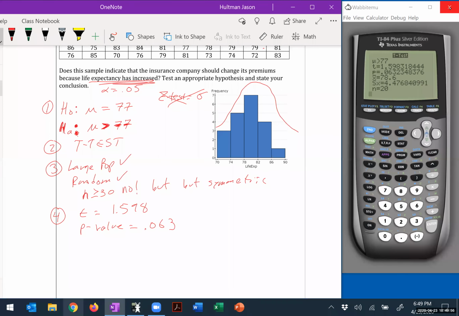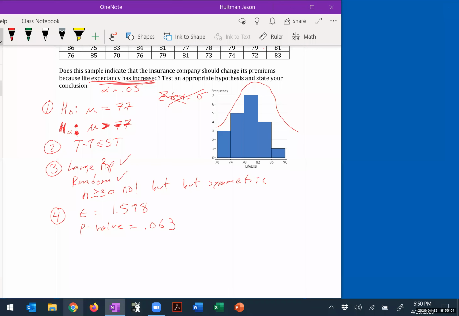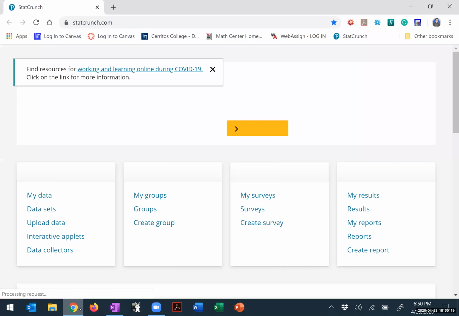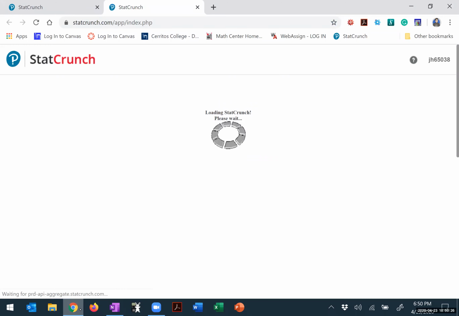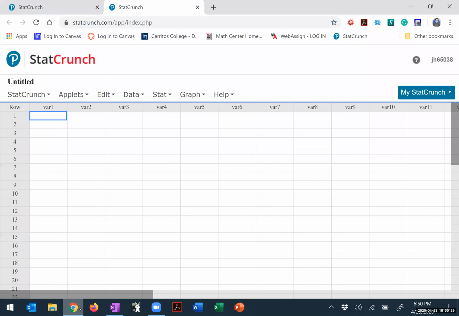I'll get rid of the calculator. Okay, let's go to StatCrunch. Oh, that's nice. It kept me logged in. That's good. Wonders never cease.